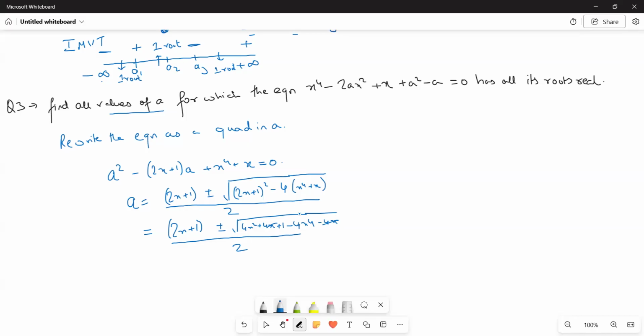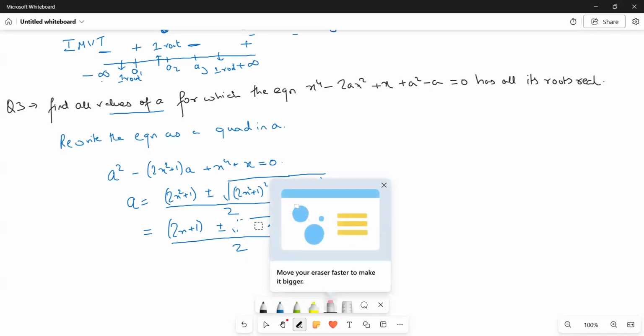x power 4 minus 2ax square plus x plus a square minus a. अच्छा ये 2x square होगा. 2ax square था. a square होगा. यहाँ पे भी square होगा. हाँ अब ठीक है. तो वो ये हो जाएगा यहाँ पे ठीक है ना.